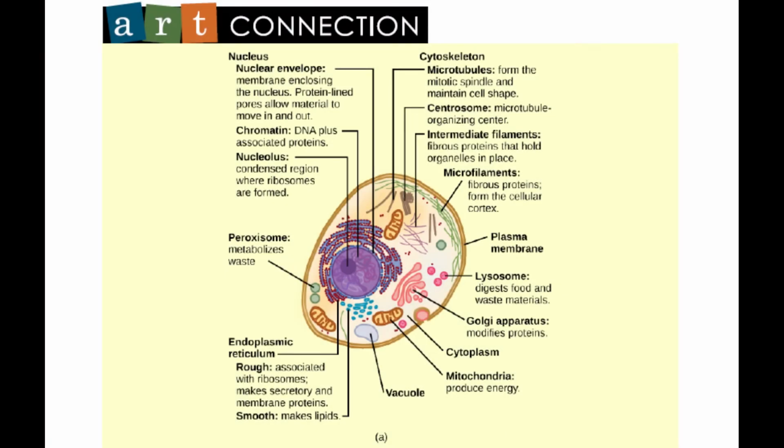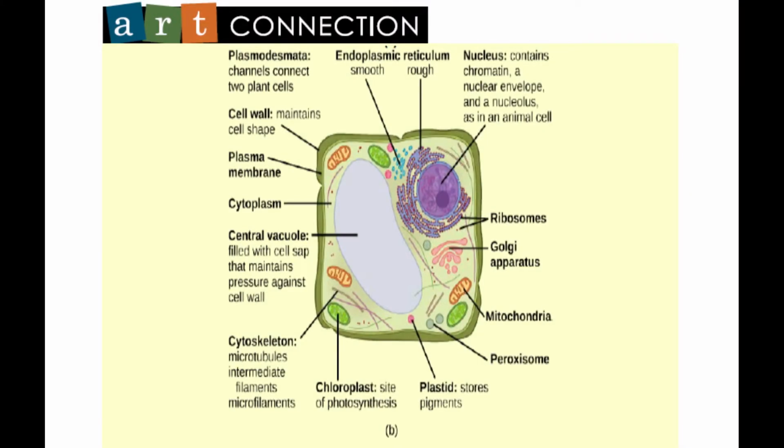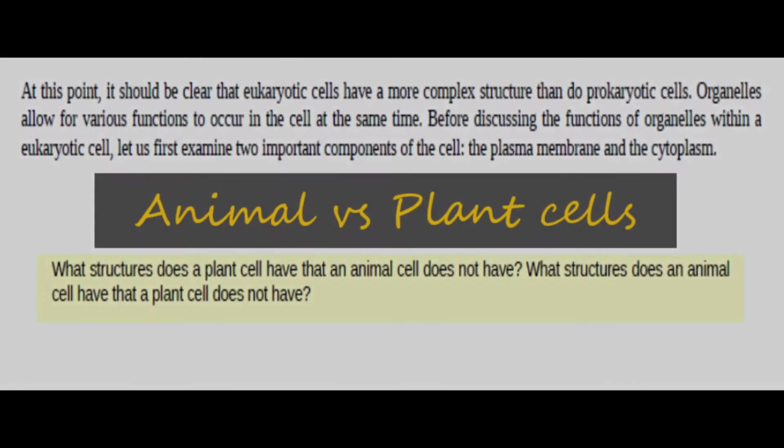Figure 3.7. This figure shows A, a typical animal cell, and B, a typical plant cell. In the comment section below, answer the questions. What structures does a plant cell have that an animal cell does not have? What structures does an animal cell have that a plant cell does not have?